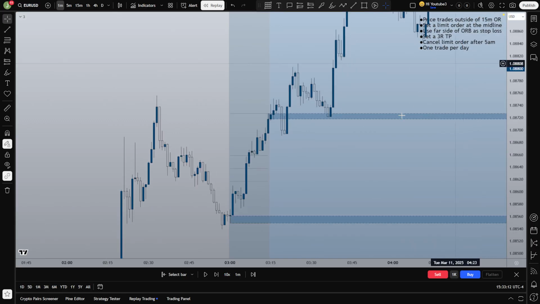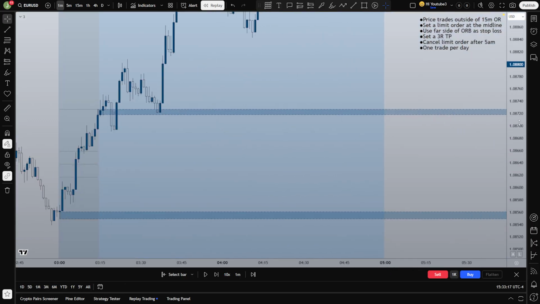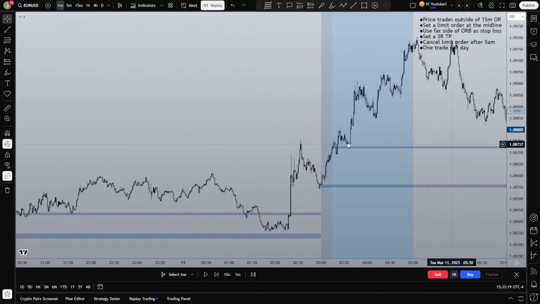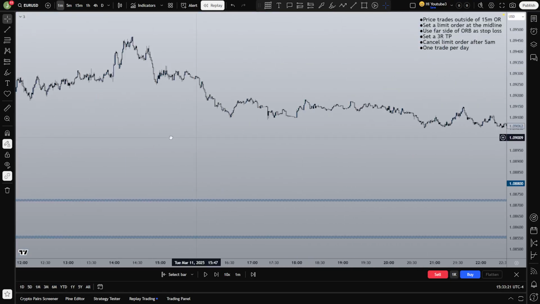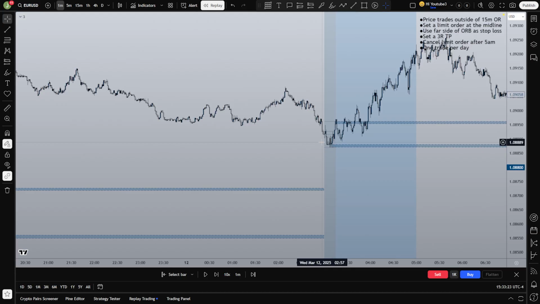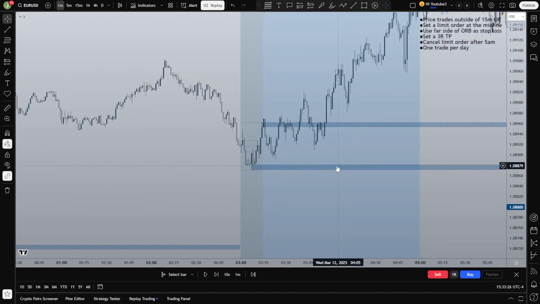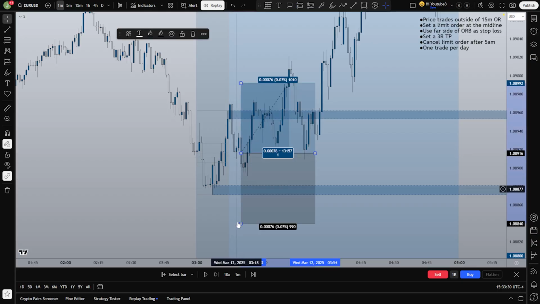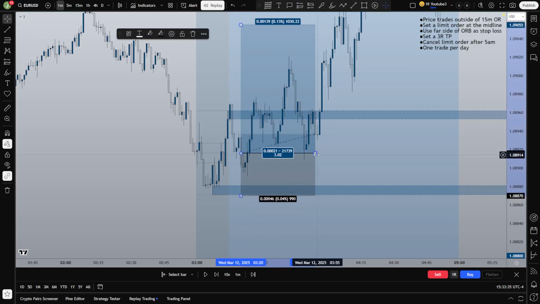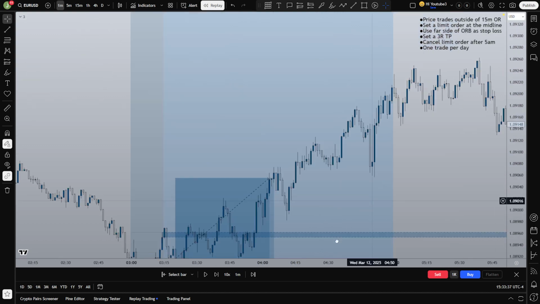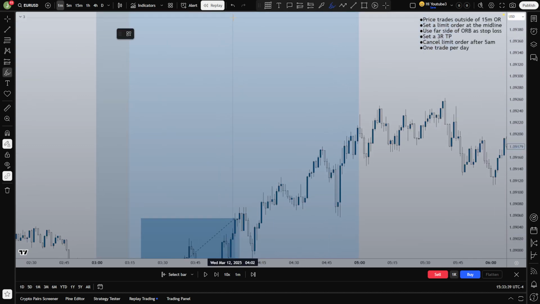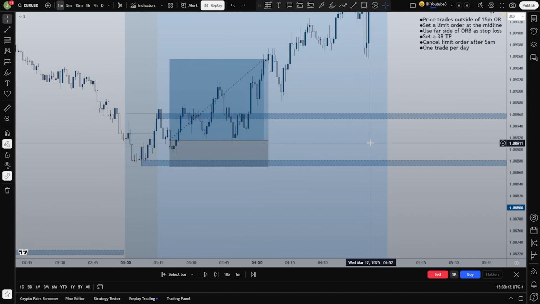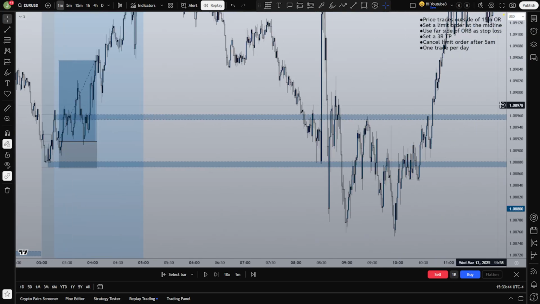So we break out and do not get an entry. So here's the midline, no entry, unfortunately. It's okay, all part of the strategy, all part of running a mechanical strategy, I should say. So let's move on to the next day. Looks like we get an entry here that goes on to be a winner. So we break out, we retest, we get our entry, and we go for 3R, nice and easily. Okay, let's go on to the next day.